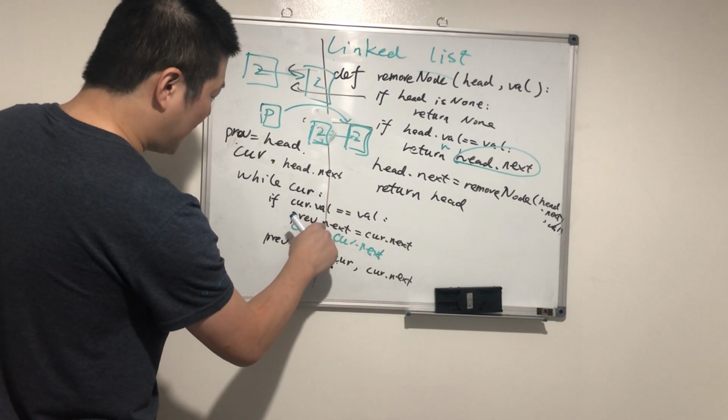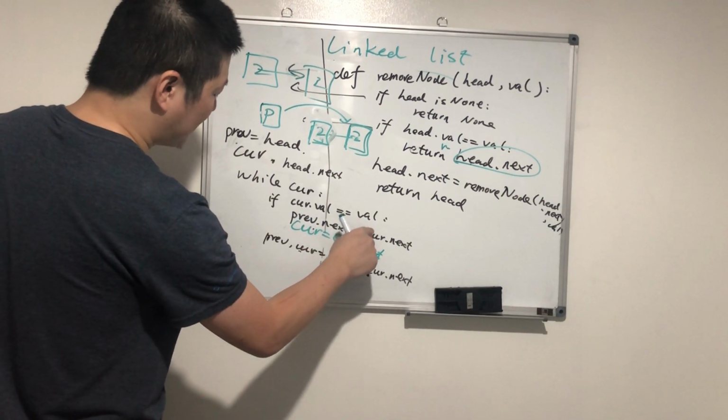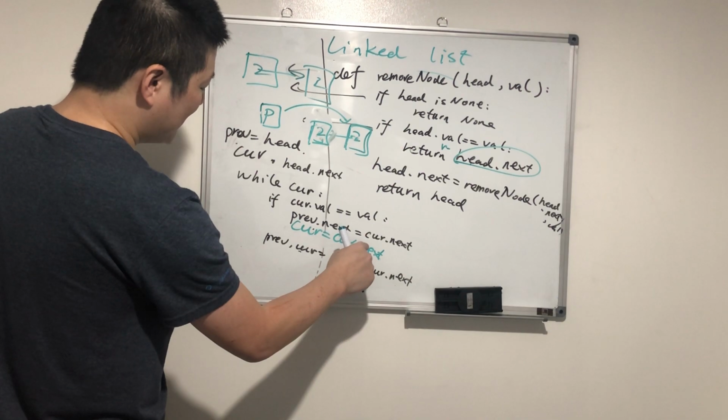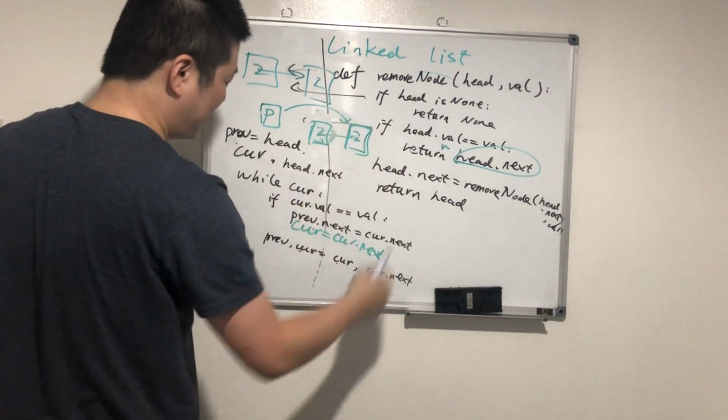And I need to do this. Previous dot next equals current dot next. Current equals current dot next. Right? Yes. Yeah, and after this I can relink it.